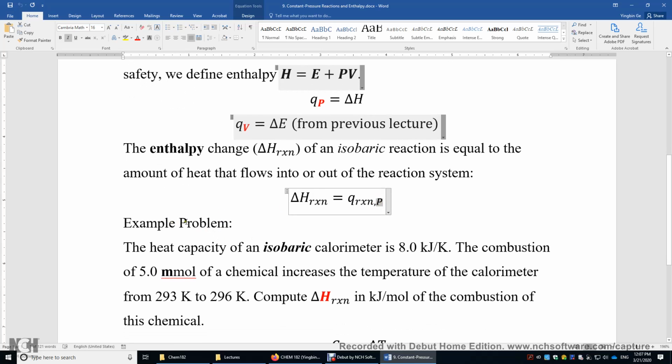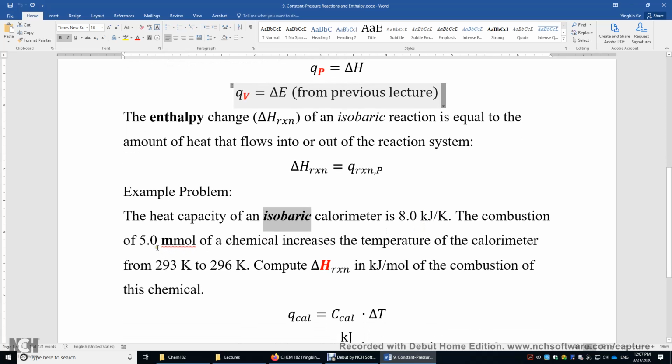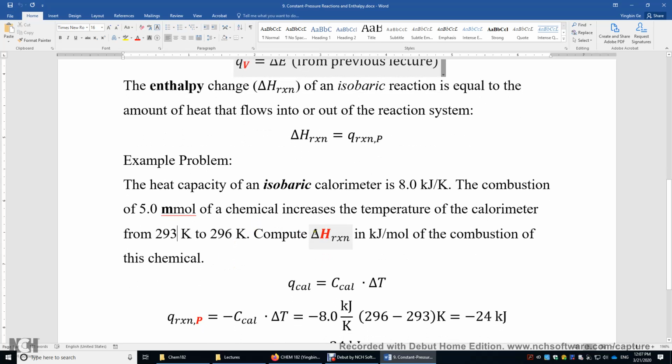Let's work on one example problem. The heat capacity of an isobaric calorimeter is 8.0 kilojoule per Kelvin. The combustion of 5.0 millimole of a chemical increases the temperature of this isobaric calorimeter from 293 Kelvin to 296 Kelvin, or you can say from 20 degrees Celsius to 23 degrees Celsius. Our goal is to compute the enthalpy of reaction in kilojoule per mole.